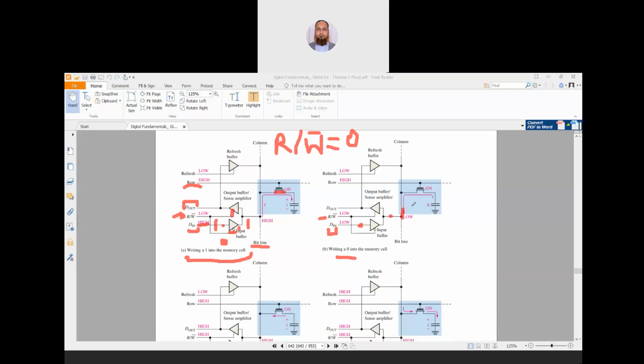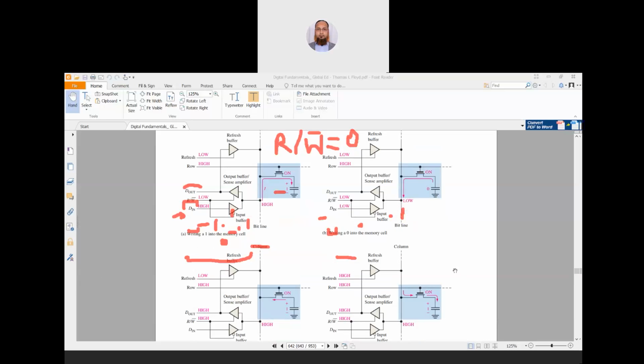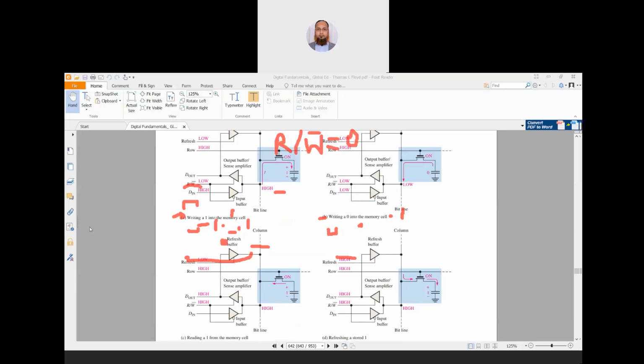Okay, so the capacitor will start discharging to this bit line. Once the capacitor is discharged, we can say that the discharging is finished and the 0 bit is stored in the capacitor. This process is also called writing. So now the 0 will be stored at the capacitor.